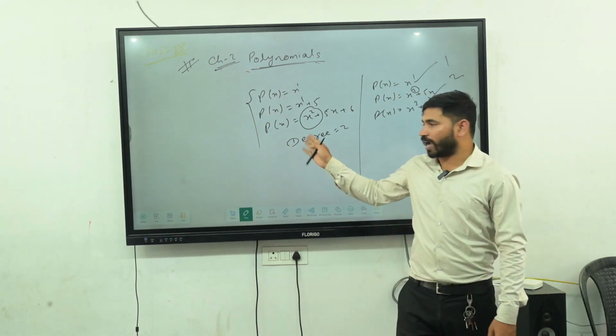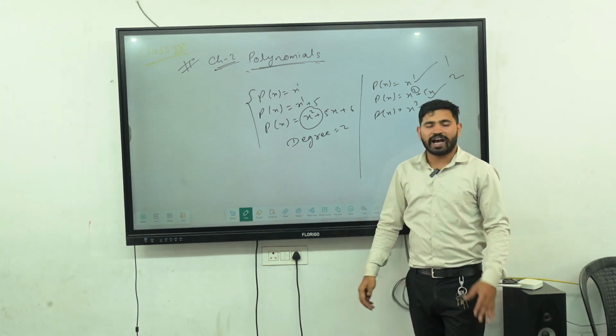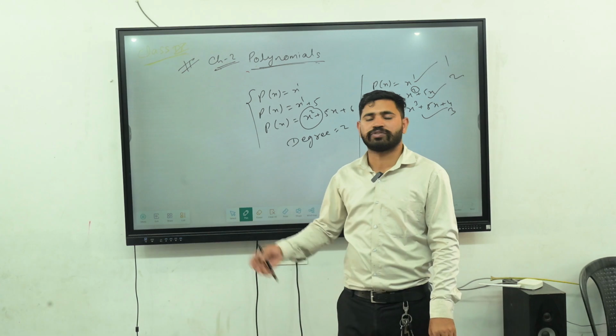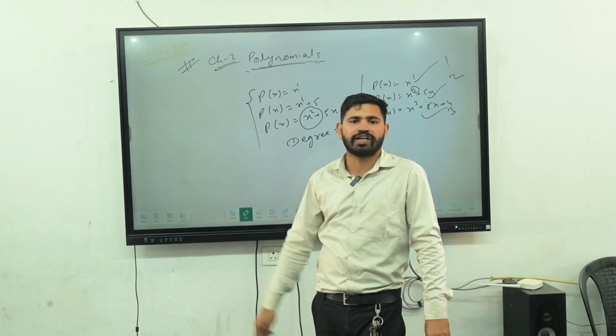These types of questions in exercise 2.1 we will study in the next classes. Okay, so we try to solve these types of questions and find out which one is monomial, which one is binomial, which one is trinomial, which one is quadratic, which one is cubic, which one is linear.